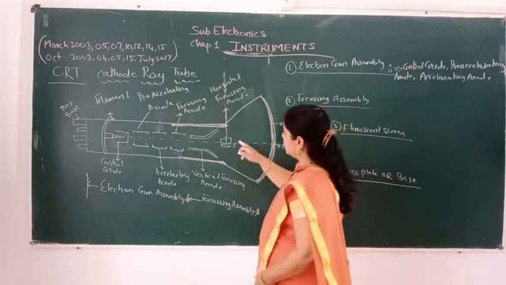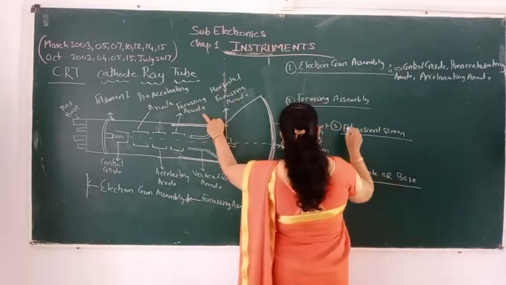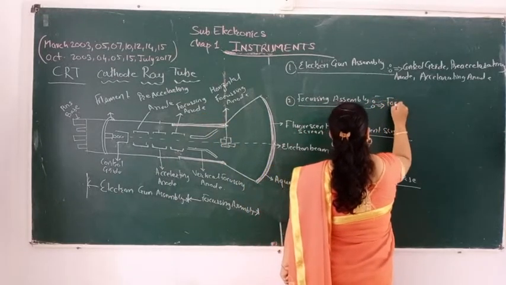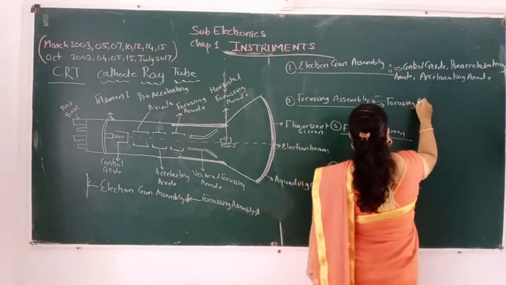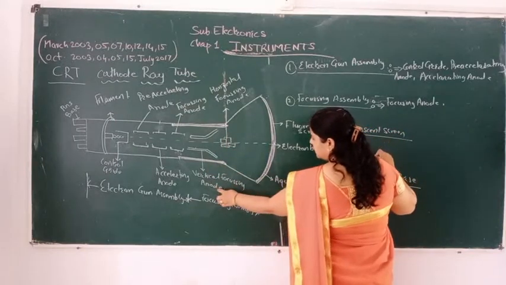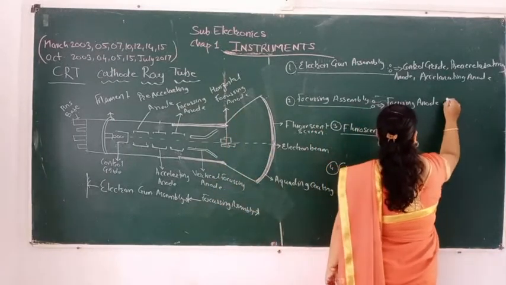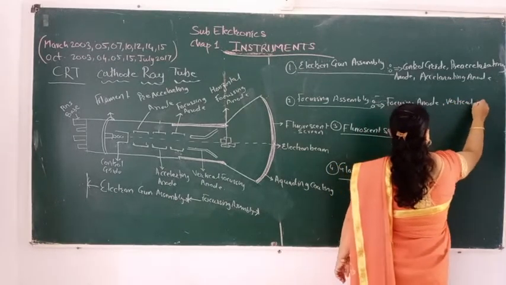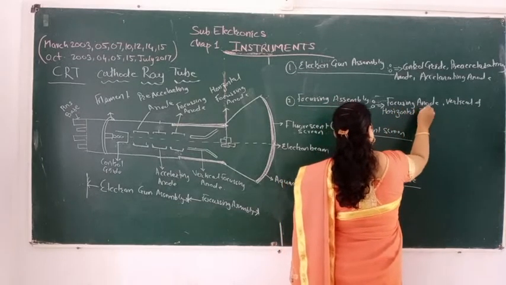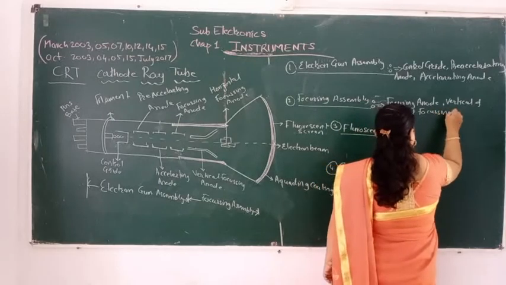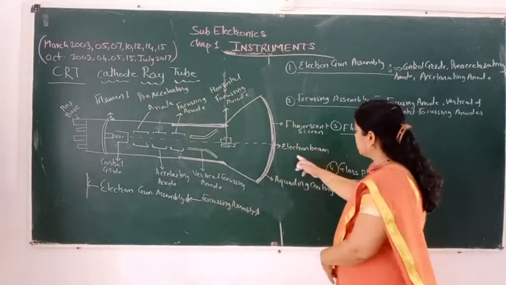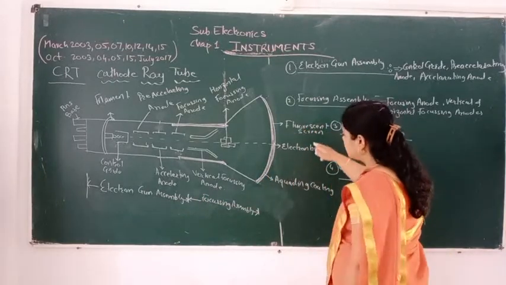And in the focusing assembly, what is there? Focusing anodes: a vertical focusing anode and a horizontal focusing anode. Vertical and horizontal focusing anodes are there in the focusing assembly. Now see the third part, that is the fluorescent screen.